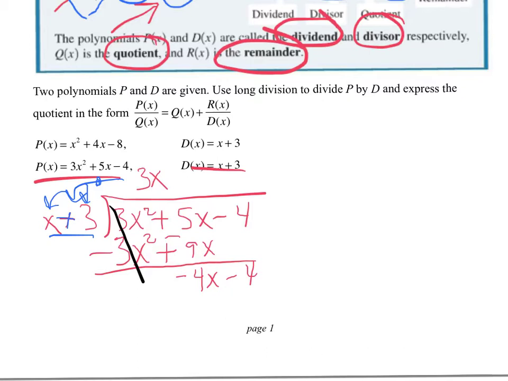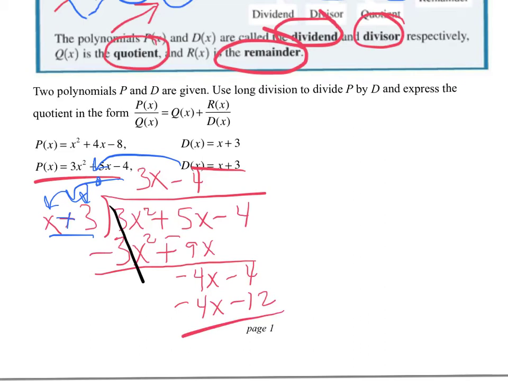Now I'm dividing again. x and what is negative 4x? Well, I obviously need a minus 4. So now again, the distributive property is going to apply. I'm going to multiply that minus 4 times x, and that's going to give me minus 4x. And minus 4 times plus 3 is negative 12.